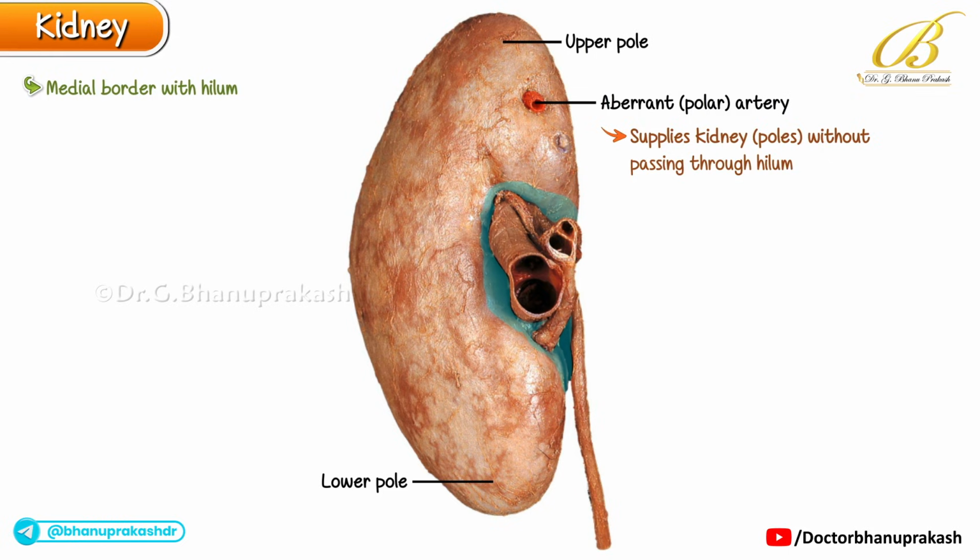Within the hilum of the kidney, from anterior to posterior, lie the renal vein, the renal artery, and the renal pelvis. The renal pelvis continues downward as the ureter, which carries urine away from the kidney.